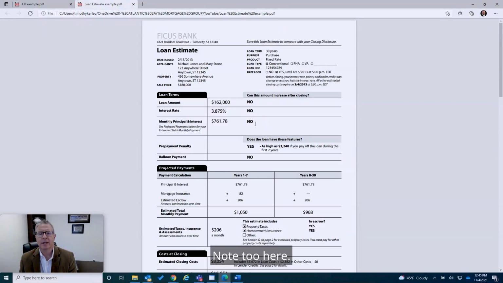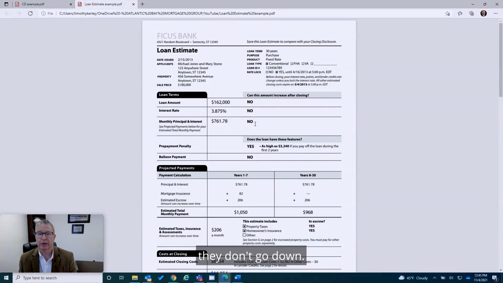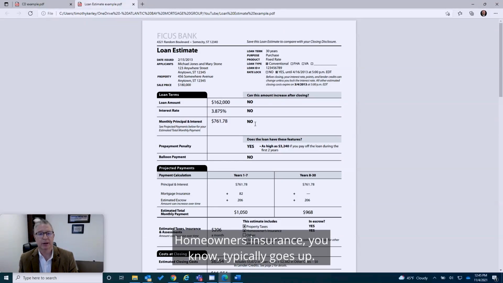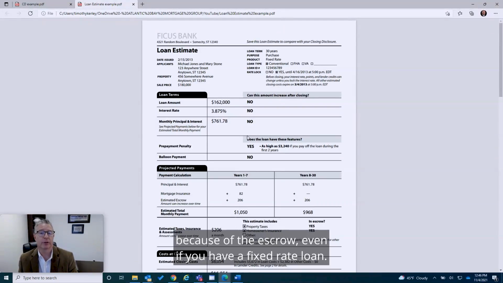Note 2 here is just talking about your principal and interest payment. Your overall payment might go up a few dollars over the years. Why is that? Well, because some variable stuff is in there like your property tax and your homeowner's insurance. Those are things that the lender doesn't control. And we all know that taxes typically go up, they don't go down. Homeowner's insurance typically goes up, it doesn't go down. Not always, but typically it's going to go up a few dollars. So just know that your payment could fluctuate a little bit year to year because of the escrow, even if you have a fixed rate loan.